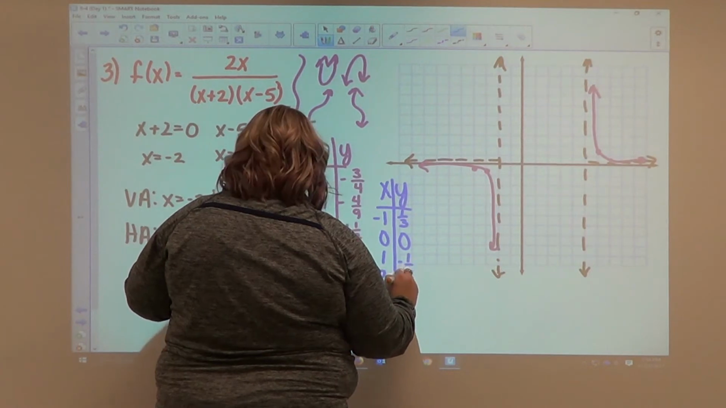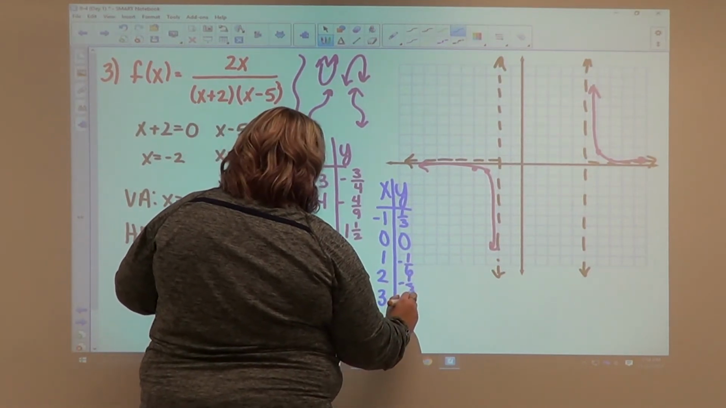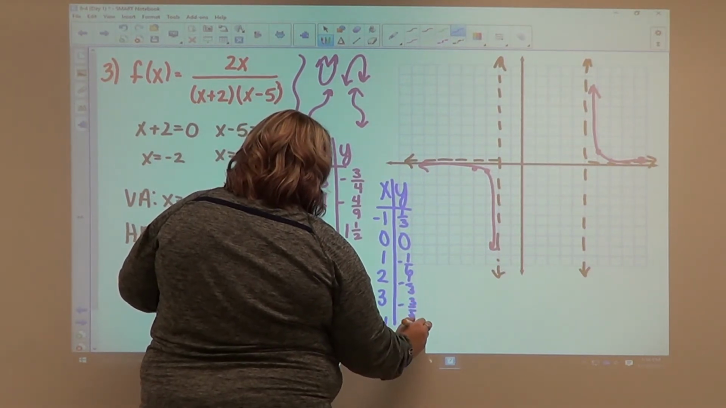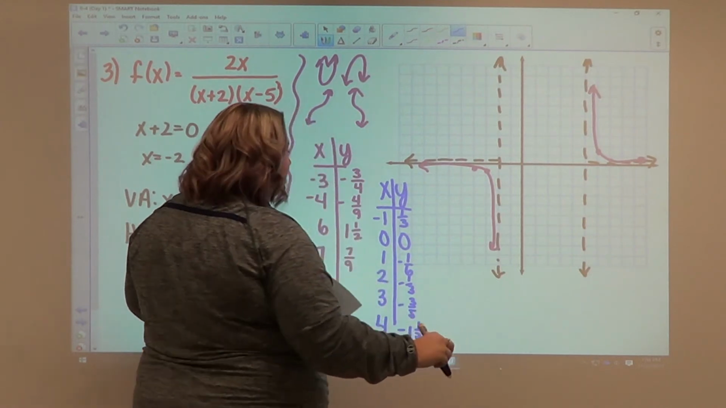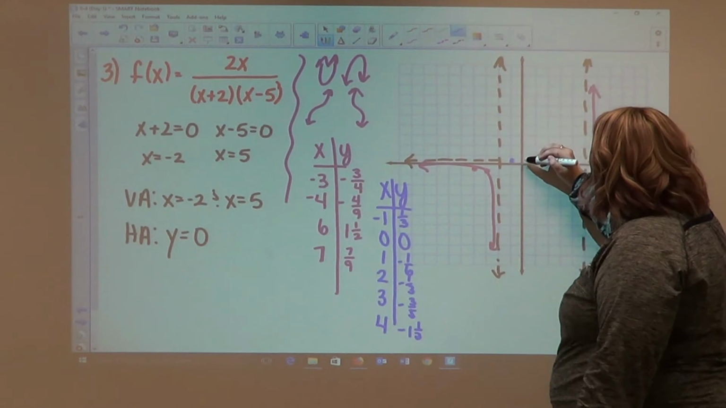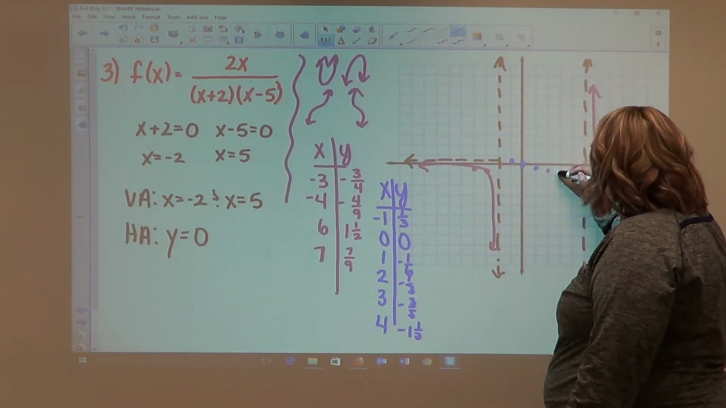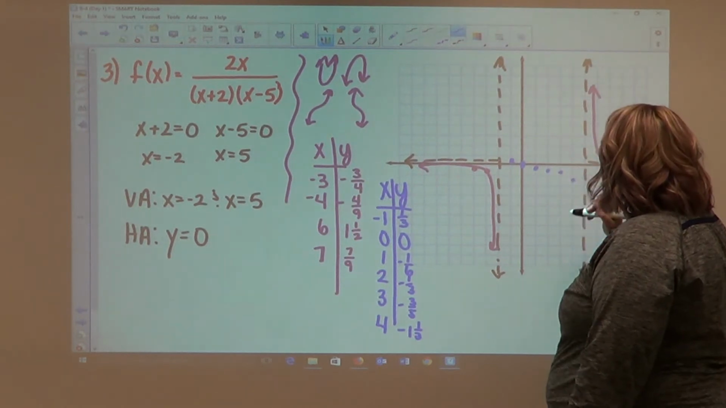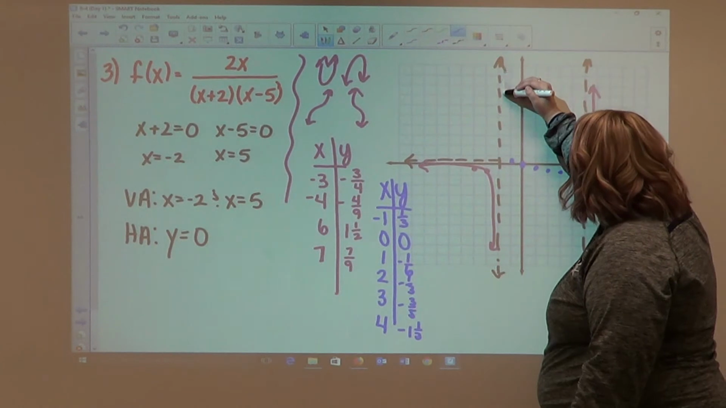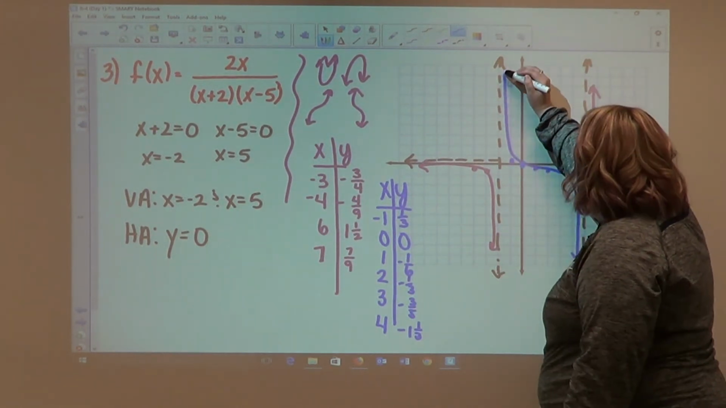1, I get negative a sixth. 2, I get negative 1/3. 3, I get negative 3/5. 4, I get negative 1 1/3. Okay, so what's happening is if I plot these points, they're all going down. Well, if they're all going one direction, up or down, it's going to be a cube. So this one, then I go connect all my dots, and then I draw it down to the line.